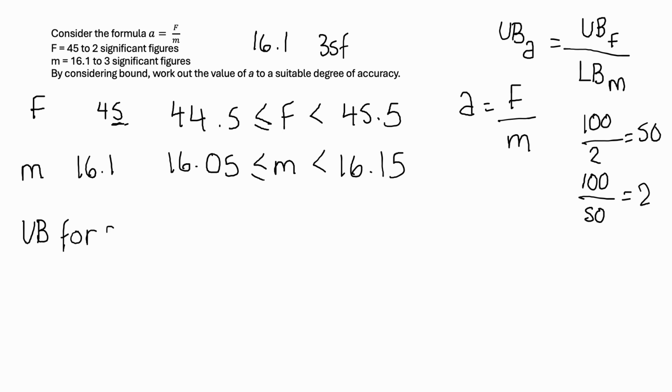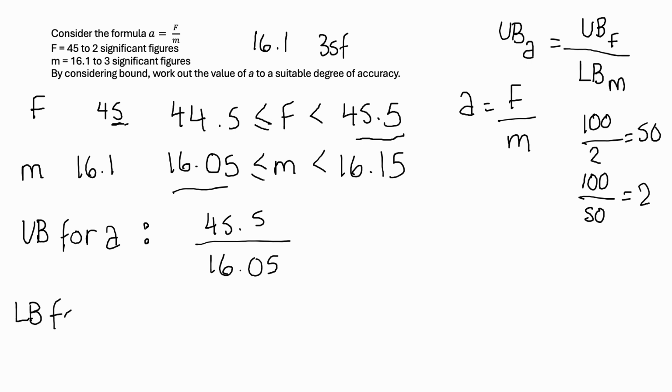So for our upper bound for A, we are going to do our upper bound for F, which is 45.5, divide by our lower bound for M, which is this one here, 16.05. And then for our lower bound for A, we're going to do the lower bound for F, so 44.5, divide by our upper bound for M, which is 16.15.